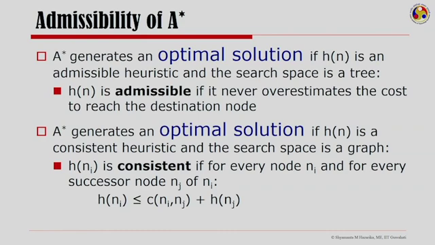Now h(n) is a consistent heuristic if for every node n_i and for every successor node n_j of n_i, we have h(n_i) less than or equal to c(n_i, n_j) plus h(n_j). This is what I mean: the estimate of n_i to the goal and of n_j to the goal should take into account the cost of coming from n_i to n_j. If that happens, then we have a consistent heuristic.